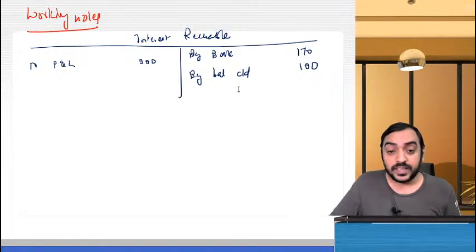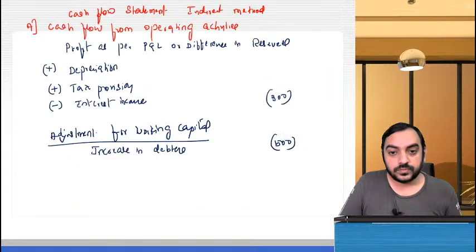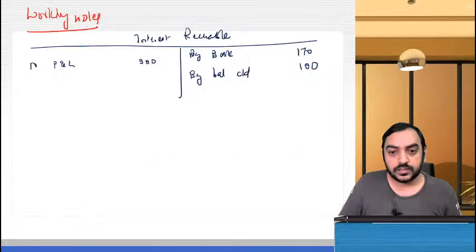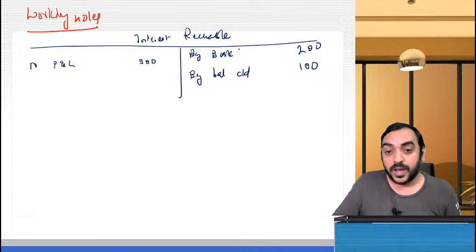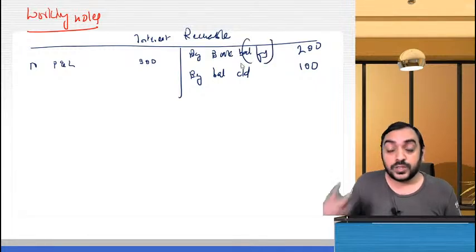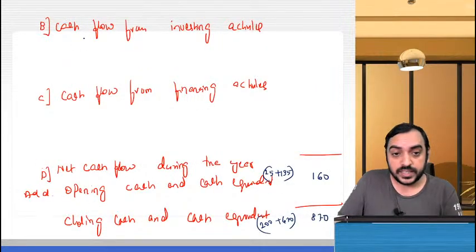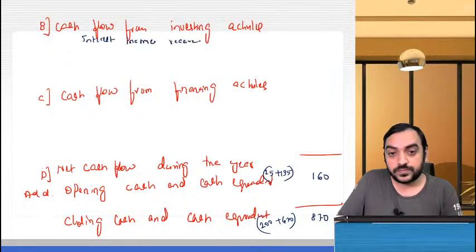This 170 we will take it to the... 100. Sorry, why am I taking 170? 200. Sorry, 200, not 170. 200 is the balancing figure. So this is the direct method. So 200 will directly go to investing activities: interest income received, 200.